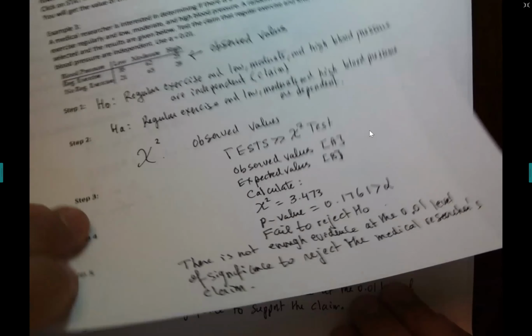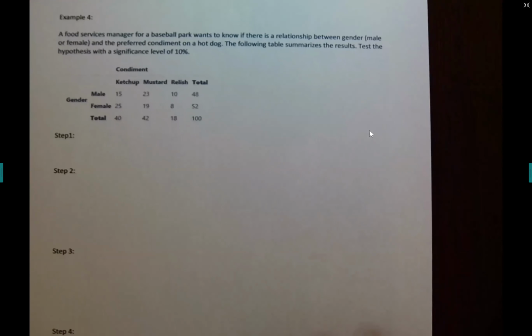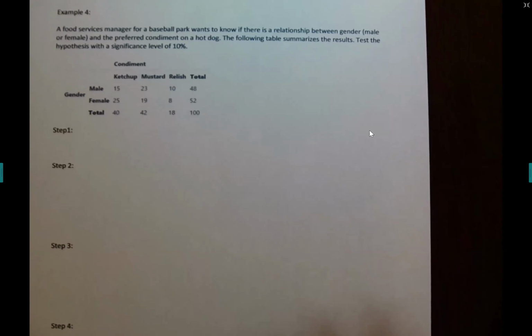Let's see, we got one more. So this is page 6, it should be page 7. Yeah, right here. A food services manager for a baseball park wants to know if there is a relationship between gender and the preferred condiment on a hot dog. So he wants to know whether it makes a difference if you are male and female. What would you put on your hot dog? Ketchup, mustard, or relish. Test the hypothesis with a significance level of 10%.